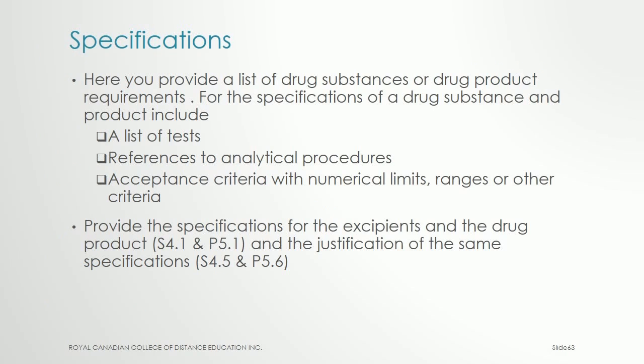Specifications. Here you provide a list of drug substances or drug product requirements. For the specifications of a drug substance and product include a list of tests, references to analytical procedures, acceptance criteria with numerical limits, ranges or other criteria. Provide the specifications for the excipients and the drug product and the justification of the same specifications.